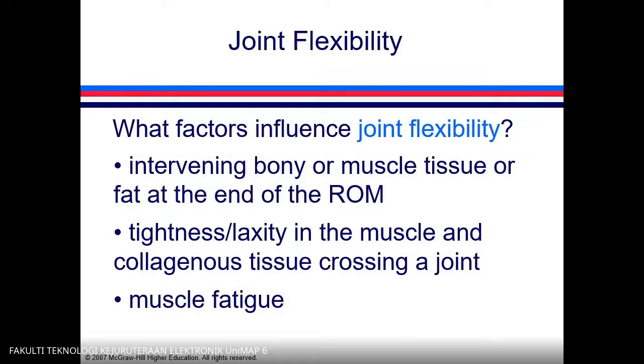Okay, then what are the factors that influence joint flexibility? Just now we learned about factors influencing joint stability. Now it is factors influencing joint flexibility. Muscle fatigue must be absent, and then tightness or laxity in the muscles and collagenous tissue crossing a joint. If we have tightness in muscle, so the muscle is a bit cramped, then it will affect joint flexibility. And if we have intervening bony or muscle tissue or fat at the end of joint motion, so if you have too much fat, then it will affect your ROM.